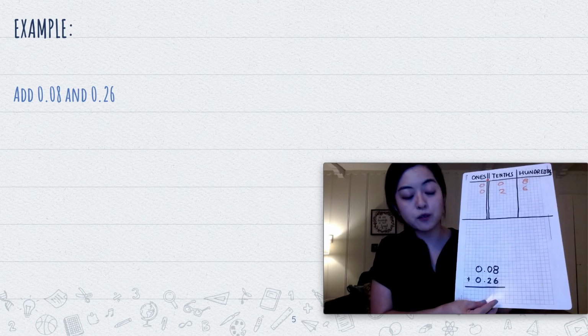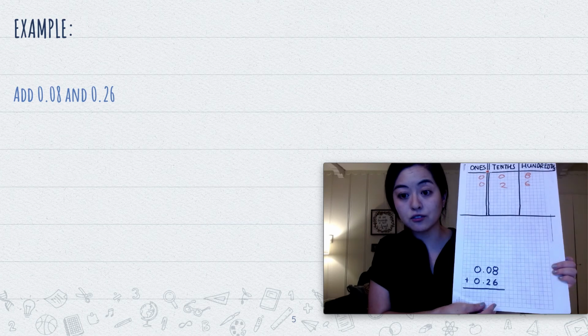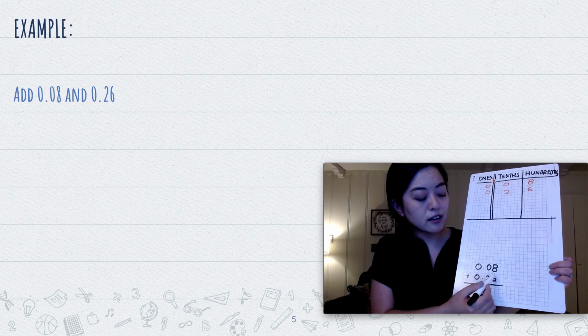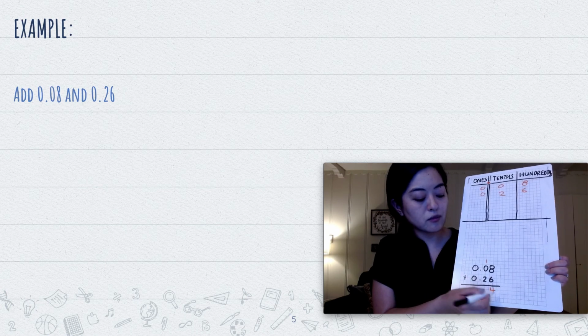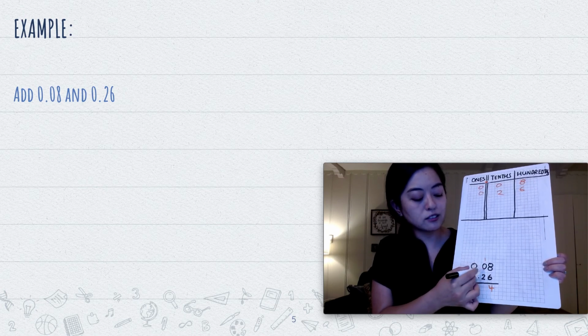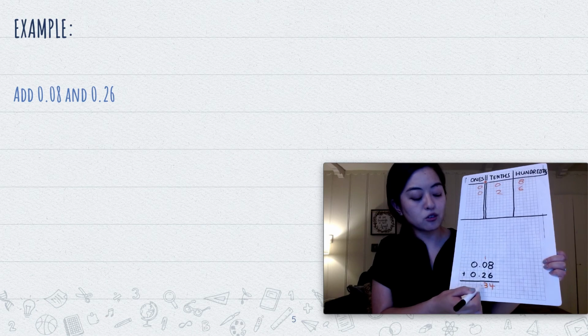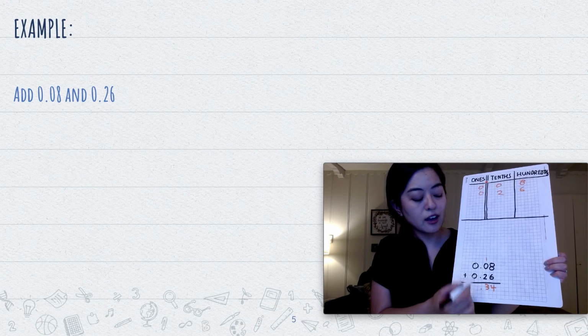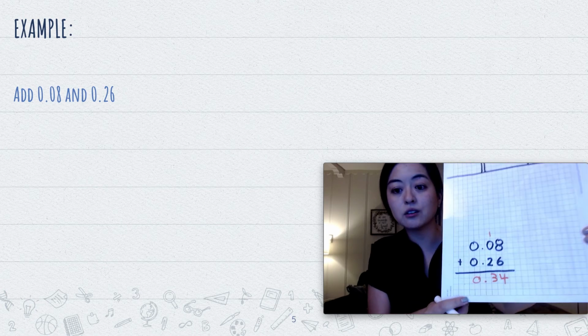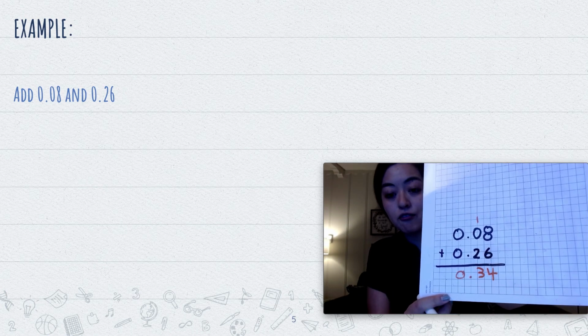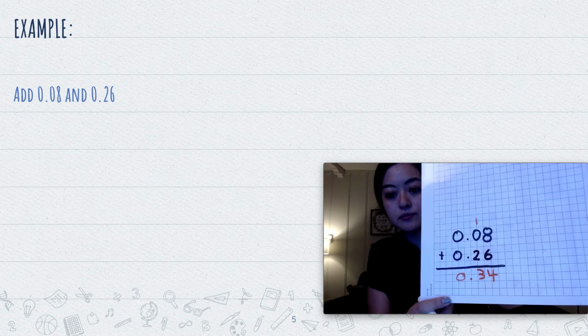Okay, so let's add. We always add with the lowest place value, which is the hundredths. 8 and 6 make 14. 1 and 0 and 2 make 3. Don't forget your decimal point. Okay? And then 0 and 0 make 0. So this is your answer, 0.34. All right.